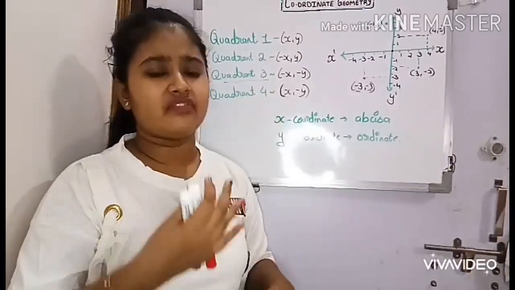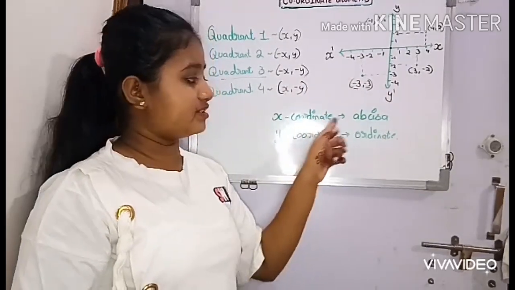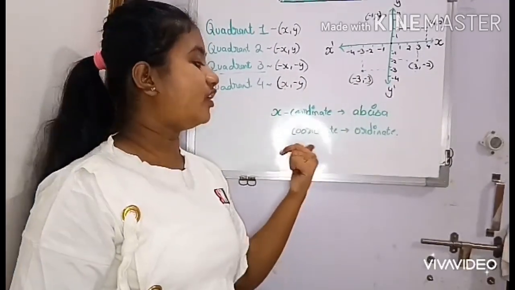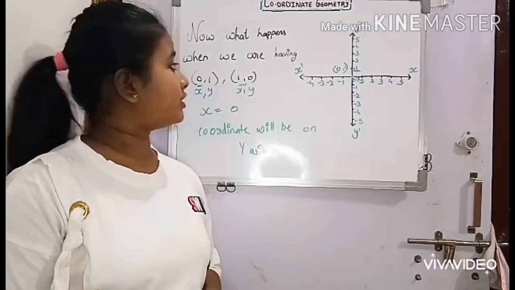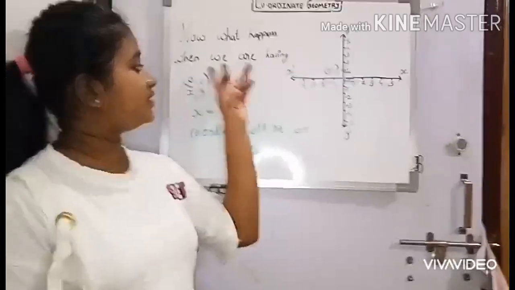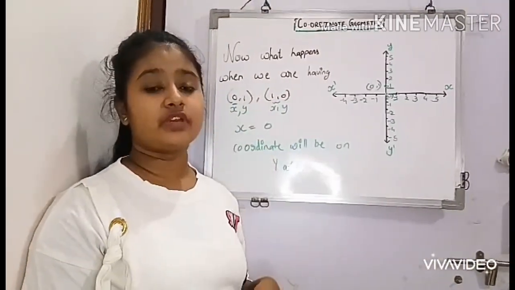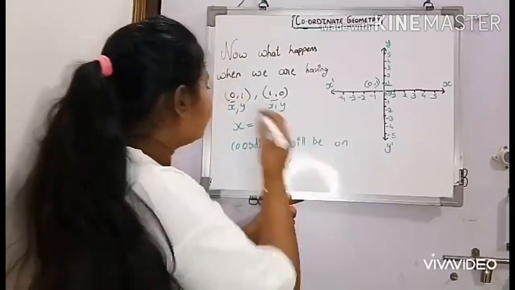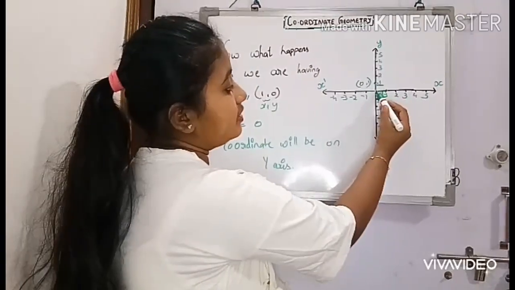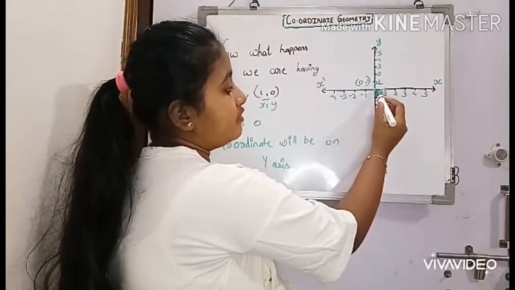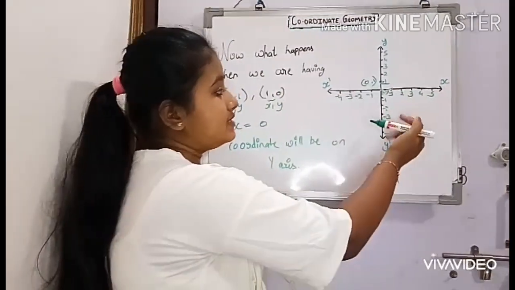Now, new names for the x coordinate and y coordinate. The x coordinate is called abscissa and the y coordinate is called ordinate. So we will see one important question. What happens when one of the coordinates is 0? First we will see that if x is 0, it will lie here. There is no breadth along the x-axis.